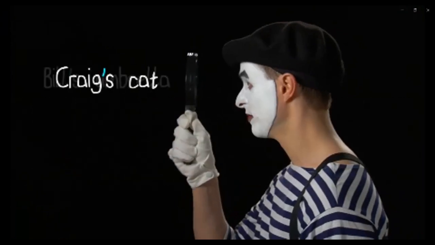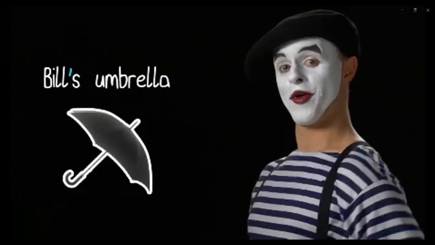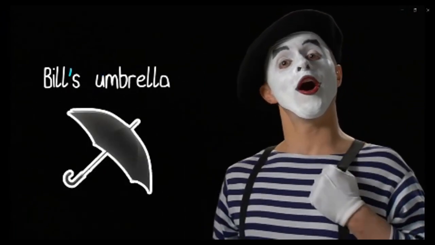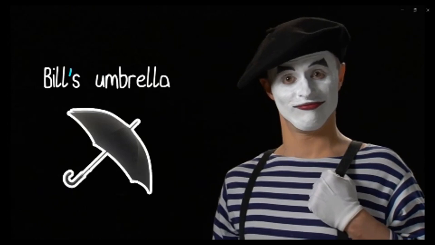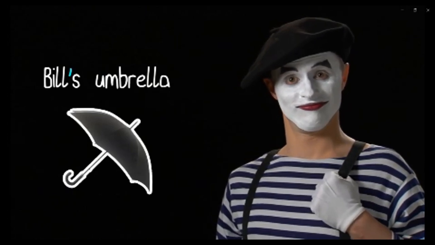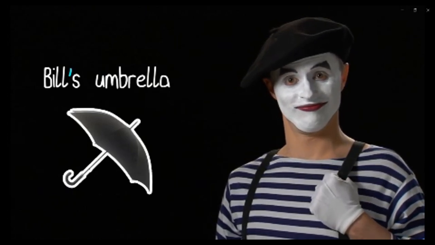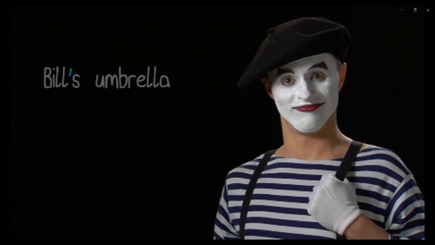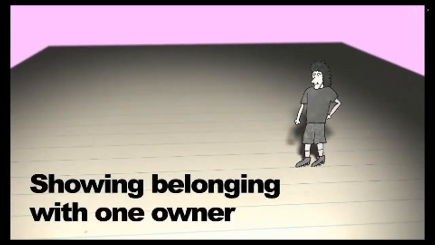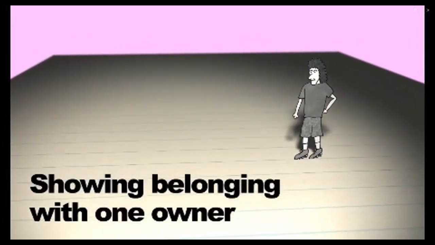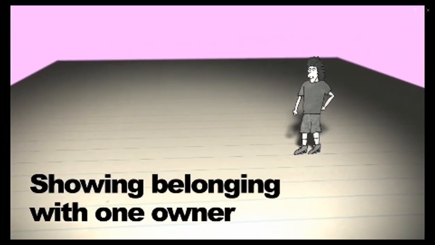There are a few stages to understanding this rule, so we will take it a step at a time. Make sure you are happy that you understand each section before moving on. Otherwise you may get confused. Showing belonging with one owner. First we will look at showing belonging when there is only one owner.